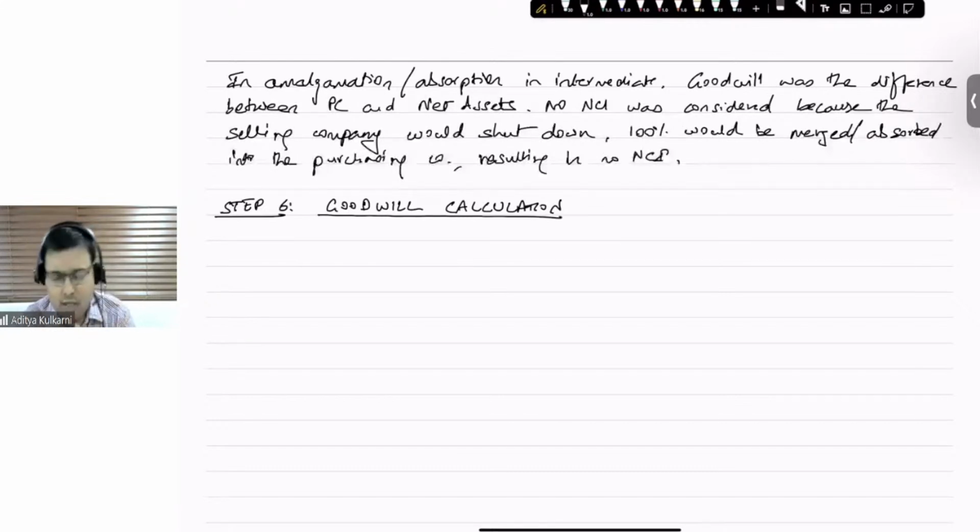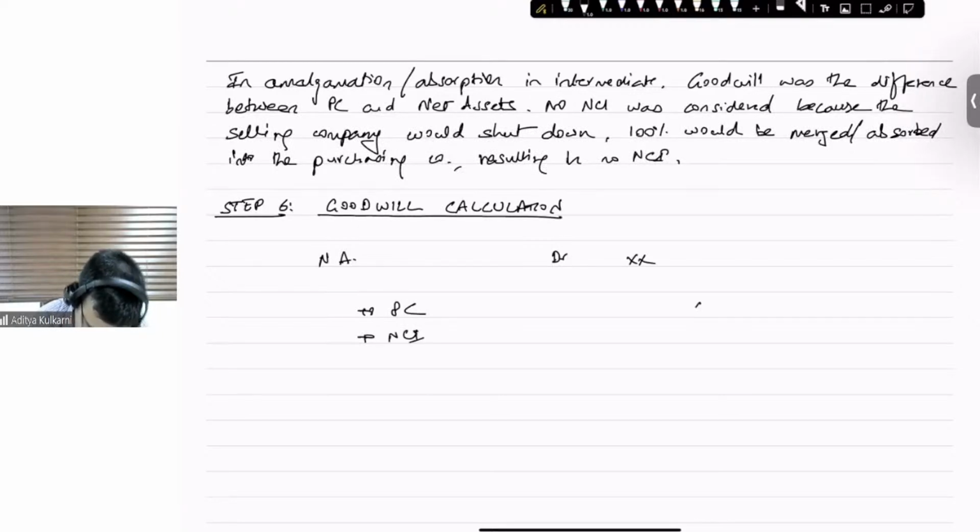We all know now. It's fairly gone in our brain that goodwill is going to be nothing but, don't write down now, please pay attention. Net assets account debit to purchase consideration to NCI. So this would give rise to goodwill.